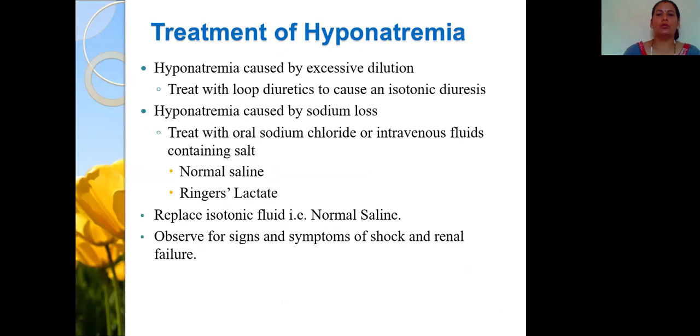Okay, now the treatment of hyponatremia. Hyponatremia caused by excessive dilution, we have to treat with loop diuretics to cause an isotonic diuresis. Hyponatremia that is caused by sodium loss, we have to treat with oral sodium chloride or intravenous fluid containing salt. For example, normal saline and Ringer lactate can be given. Replace the isotonic fluid, that is normal saline, and observe for signs and symptoms of shock and renal failure.